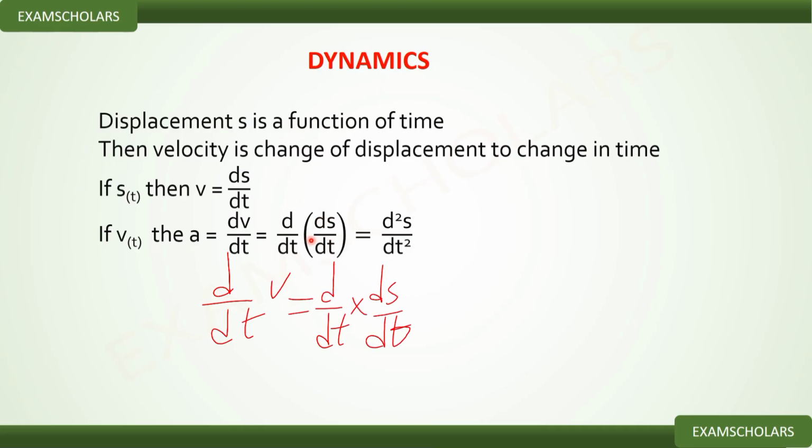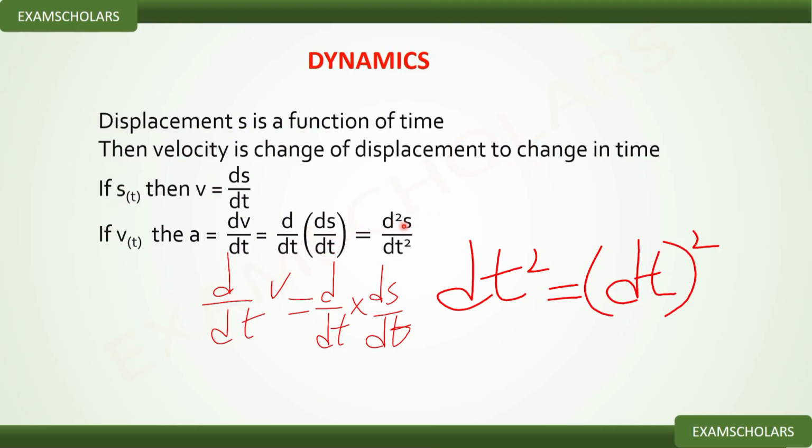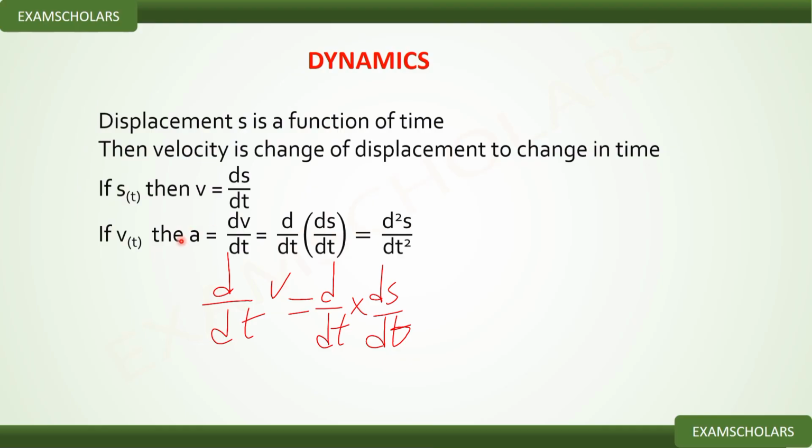When you put it here, you now have d/dt outside. V here is ds/dt, so just put it and you are going to have d/dt of ds/dt. When you expand this, you get d squared s over dt squared, which is a higher derivative. The second derivative of the displacement function with time gives us acceleration.